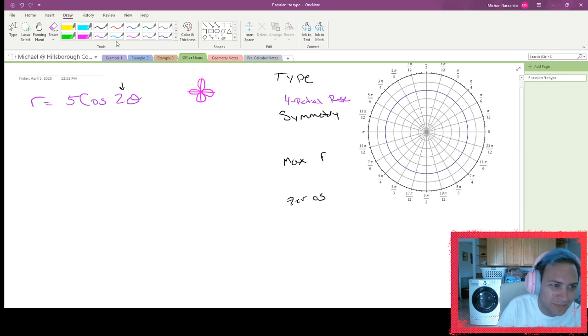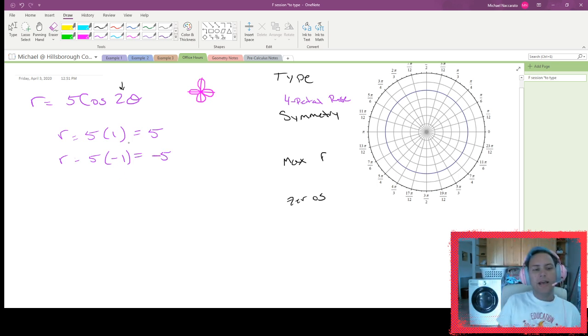Like the maximum here, if we plug in our number here, we're going to get R equals 5 times 1 and R equals 5 times -1. Well, 5 and -5 are the same radius, right? Just one goes the opposite way. They are the same radius. So I know that I'm going to have a maximum of 5. And I know that I have 4 maximums at 5s.